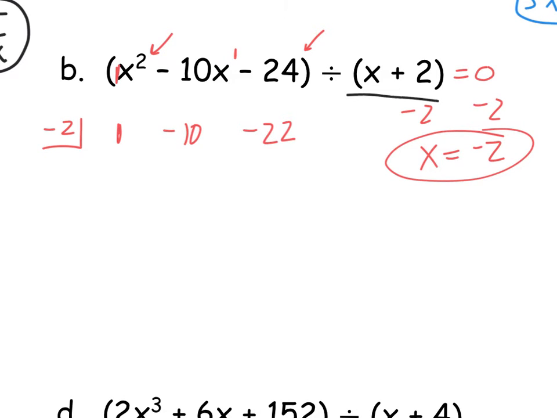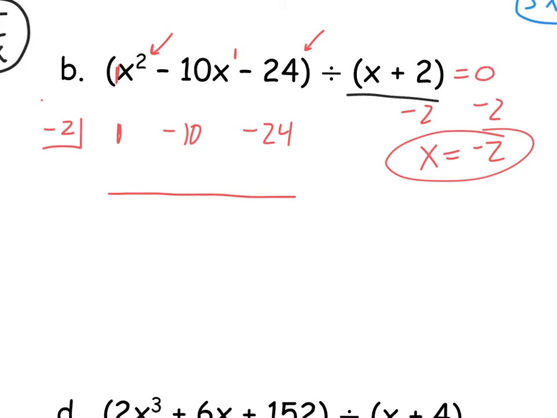I think the biggest mistake students will make when they're doing this is they'll forget the negatives. They'll put 1, 10, and oh geez, that's 24, sorry. They'll put positive 24 instead of negative 24. That's what I see generally, so just be aware of that.